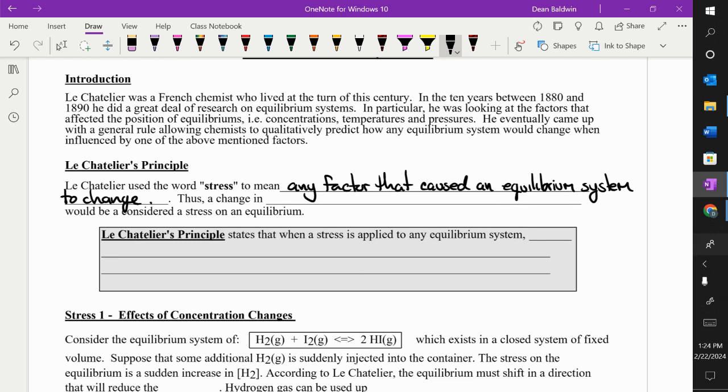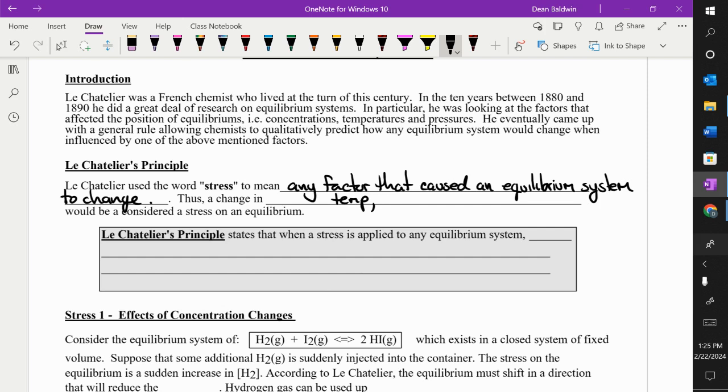So we've already looked at a few things that will change an equilibrium system. What's one way that you can change an equilibrium system? Temperature. So if you change the temperature, you will change the equilibrium. So you can change the temperature. Anything else you think that could change it?